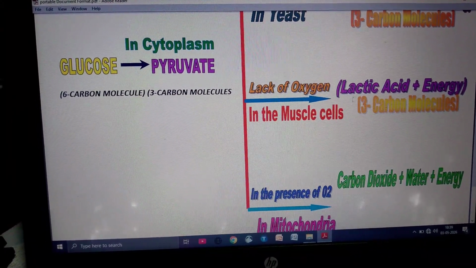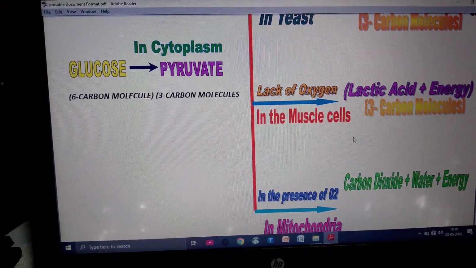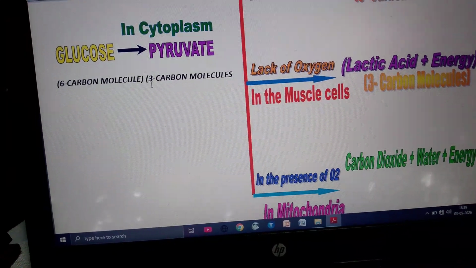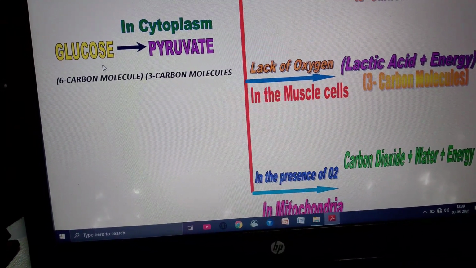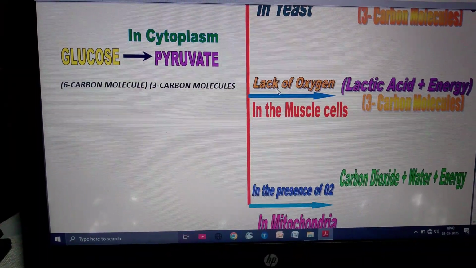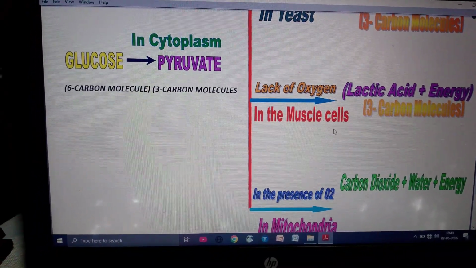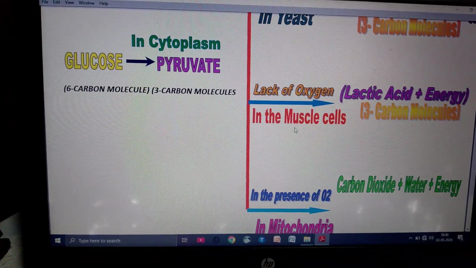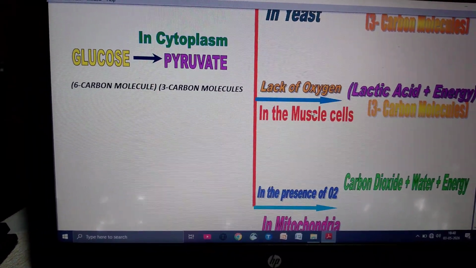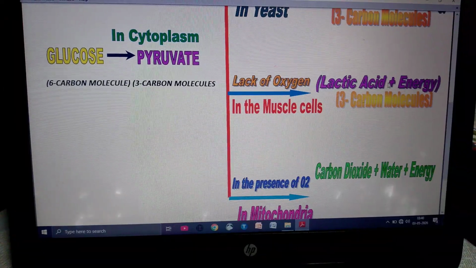Okay, now the next thing is lack of oxygen in the muscle cells. If there is less oxygen, like during heavy or intense exercise, pyruvate, which is just a three carbon molecule formed from the breakdown of glucose in the cytoplasm, is converted into lactic acid, and some energy is released. Remember, it takes place in the muscle cells of our body. The accumulation of lactic acid causes muscle cramps. So in the lack of oxygen, pyruvate breaks down into lactic acid plus energy.